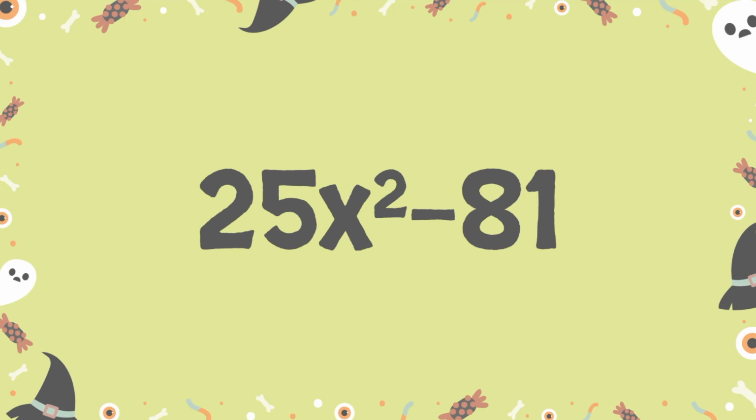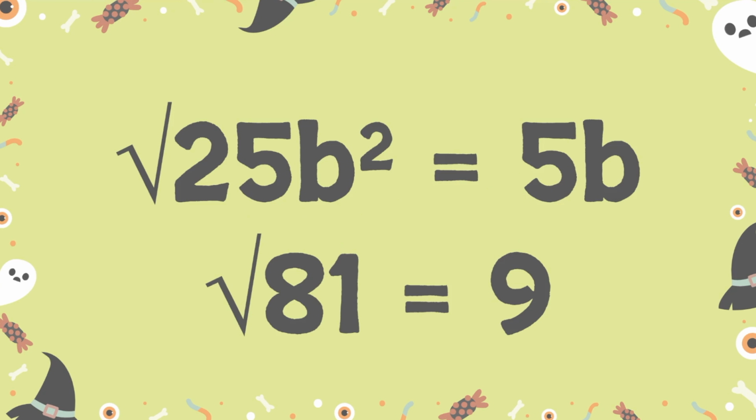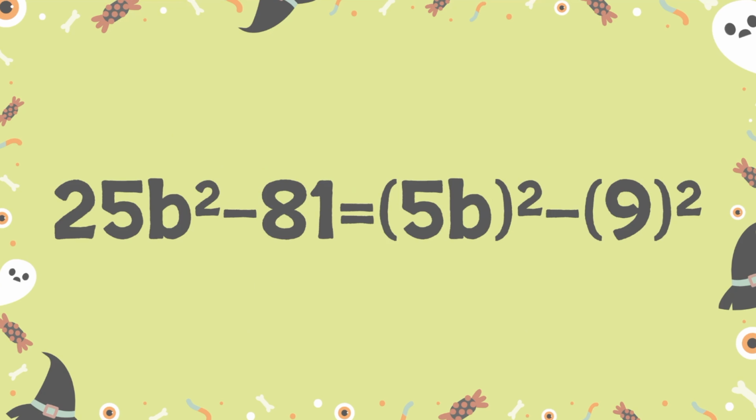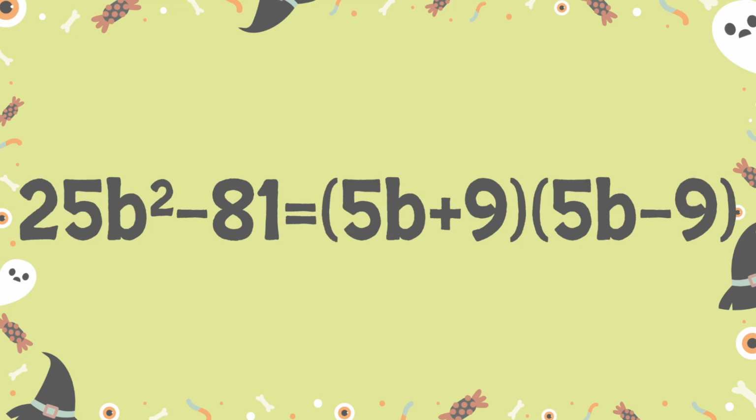Here's an example you can try. 25b squared minus 81. These terms are both perfect squares. Once we take the square root of them, they become 5b and 9. Once we add them back into the polynomial, it should look something like this. Finally, using the difference of squares formula, 25b squared minus 81 is equal to 5b plus 9 times 5b minus 9.